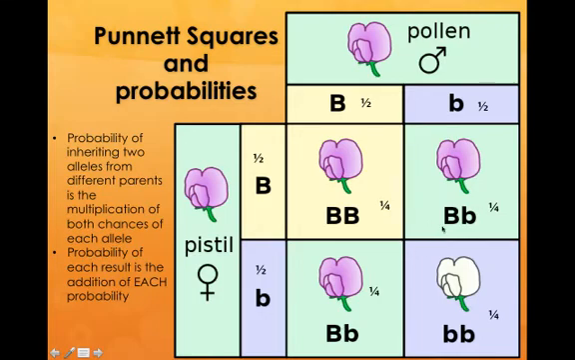The chances are half, because the chances of me getting it this way are a fourth, and the chances of me getting it this way are a fourth. The chances of me getting it at all are the addition of the two, which is a half.